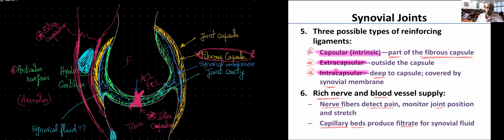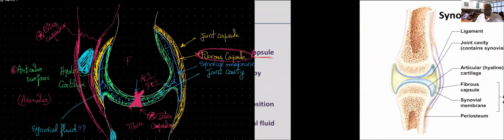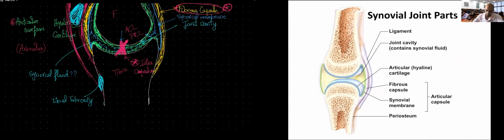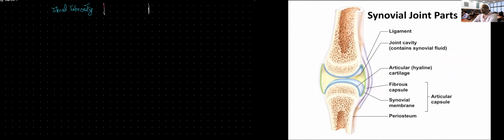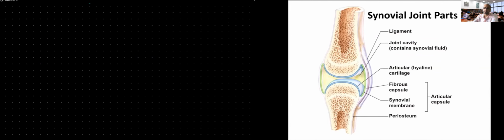Again, your synovial joints are going to be rich in nerve fibers to detect pain and the position of the joint, as well as they are rich in capillary beds. They have a lot of blood vessels inside in order for you to form the synovial fluid. Any questions?